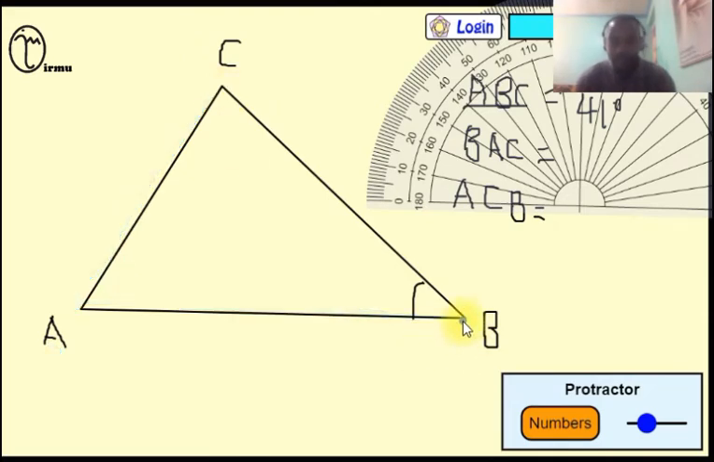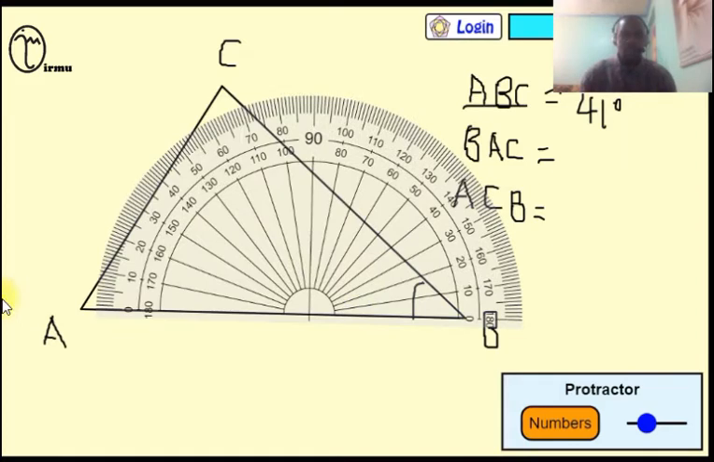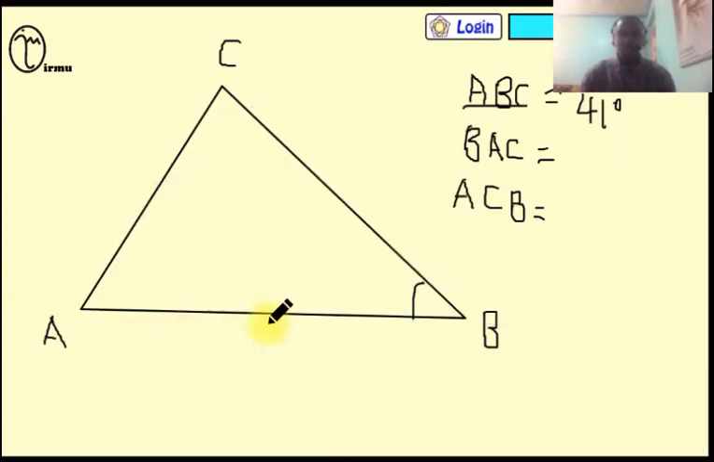So again, I repeat, BSC starts from point B all the way to point A, and then I move to point C. It's also important you look at the type of angle that you're about to measure, and BSC is an acute angle, the angle formed there. So we expect our answer to be less than 90.